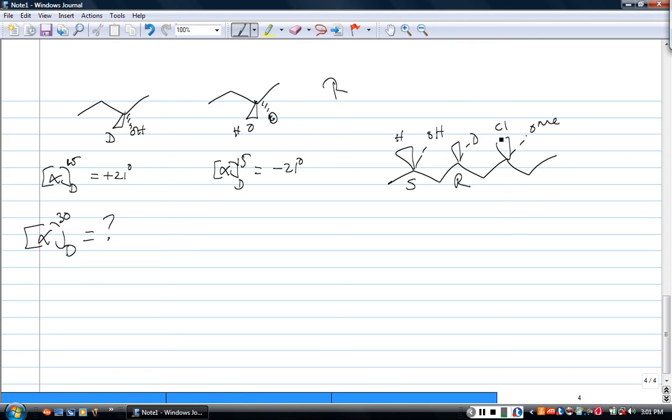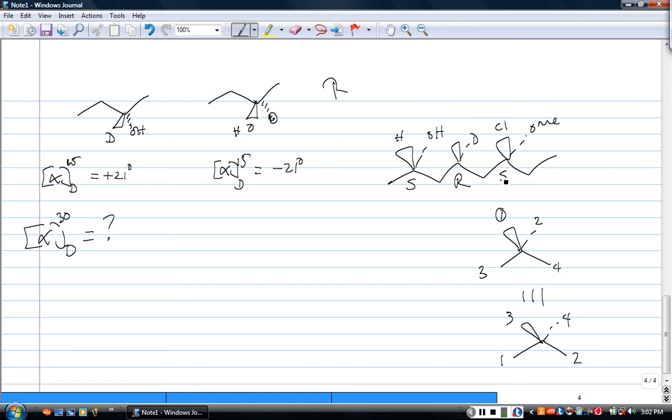And this is first, second, and third. Well, let's just do one then. So what I have here is first, second, third. And four is in the plane of the page, which is where I don't want it. So I'm going to do two swaps, and I'm going to end up with four here and two here, and then three here and one here. So going from one to two to three, this is S, so this is the S.